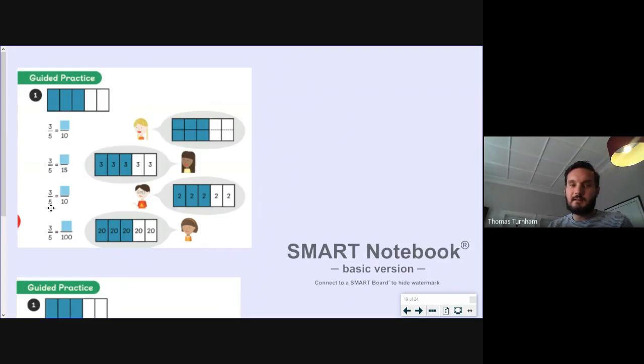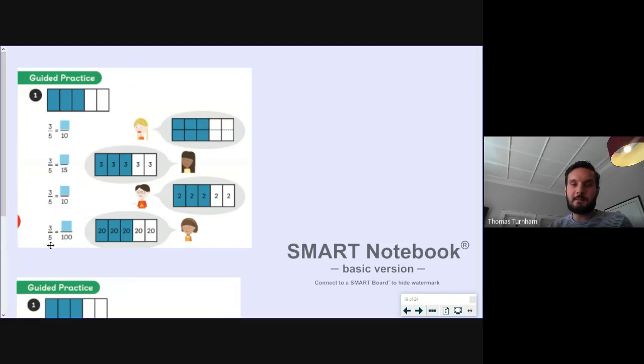Over here, we've got 5 tenths. Here's my fifth, sorry, 3/5. Here's my 3/5, and we're turning it into tenths. So I'm going to have to turn each of these fifths into 2 parts. I'm timesing 5 by 2, which means I'm going to have 3 lots of 2. 3 times 2 is 6.